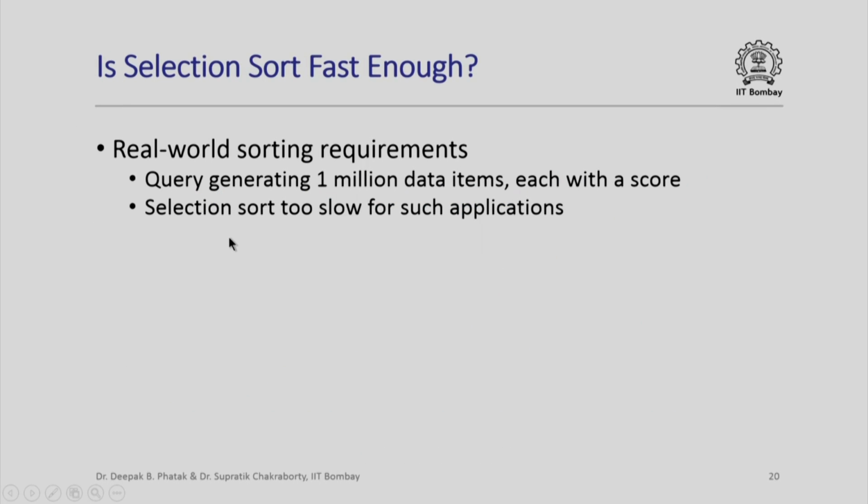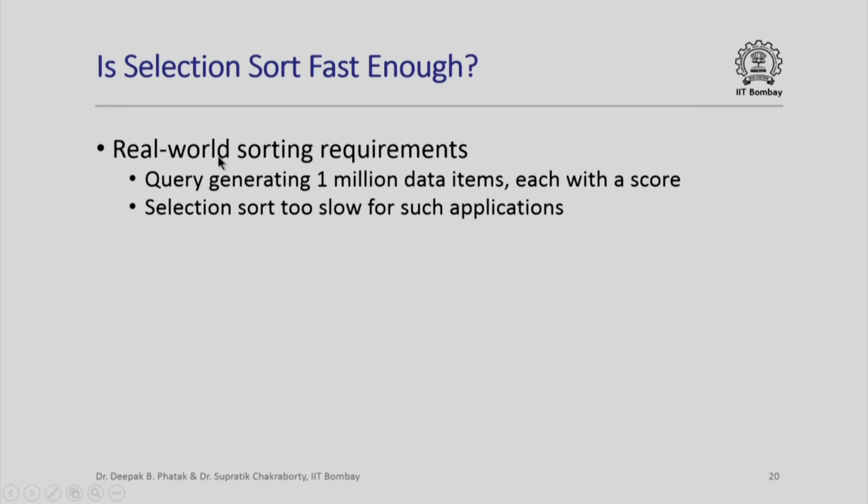So is selection sort really fast enough for our practical requirements? Well, in a real world sorting scenario, our requirement could be something like this: a query on an internet search engine for a popular topic, let us say Mahatma Gandhi or Independence Day India. If you query Google or Bing with such keywords, it is going to generate more than 1 million data items. Each of these will be associated with a score, and then you have got to rank these data items. In this case, the data items are basically various web pages. Each of them has a score, and now you have to rank them in decreasing order of their scores.